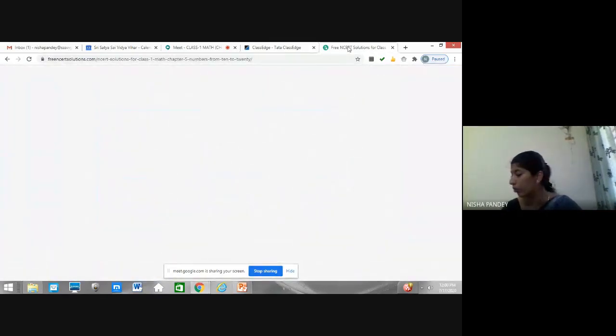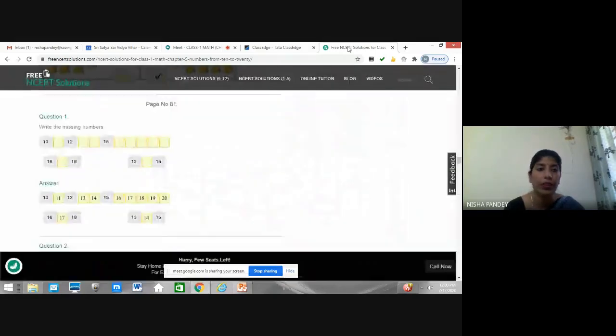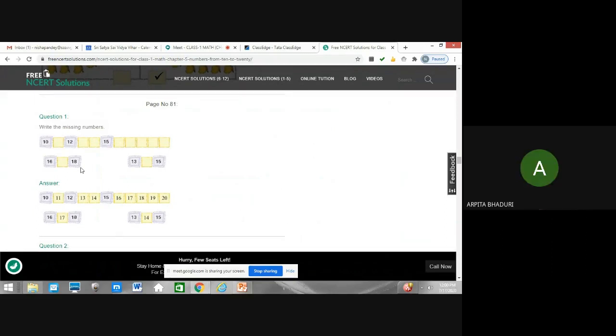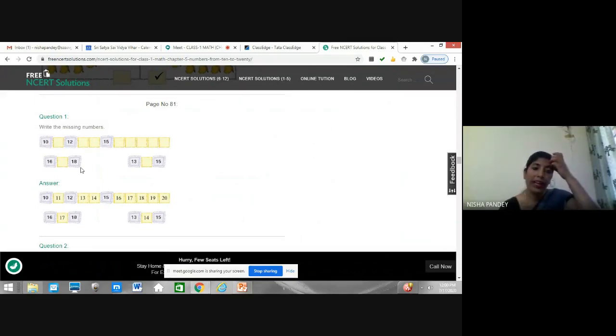We'll do the further exercise given in the book. Yes, write the missing numbers. Can you see this page? Yes, ma'am. Okay. So write the missing numbers means it's up to 20 only, children, as we are studying numbers from 10 to 20. So here some numbers are missing in between. Like we count from 10 to 20, we have already counted, but here in between some numbers are missing. So what we have to do is write those numbers which are missing here.